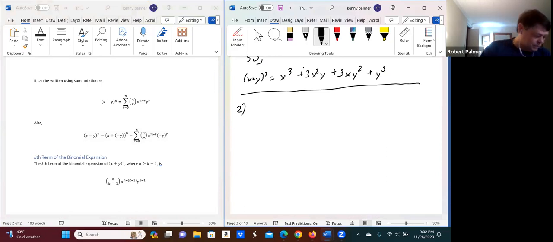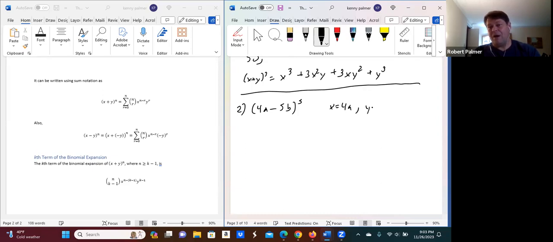Let's do (4a) minus 5b to the 5th. Okay. Now, a couple of things to notice in our formula. Right here, our x is the same as 4a, and our y is 5b. So that's where we plug those in. We're also using this one right here because it's negative. Let's see how that works.